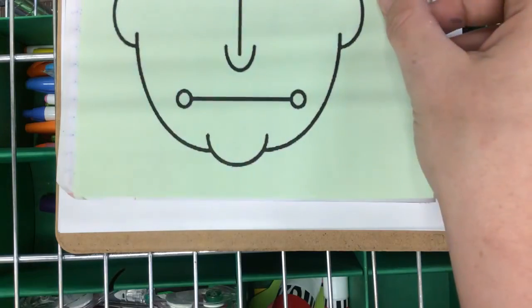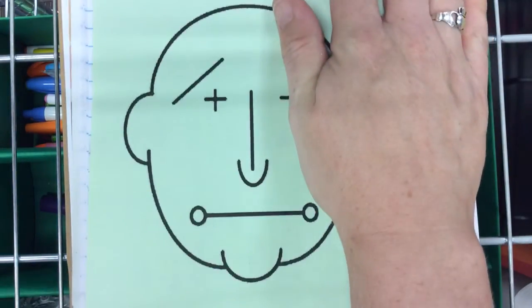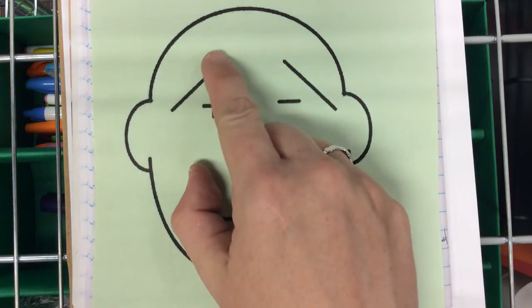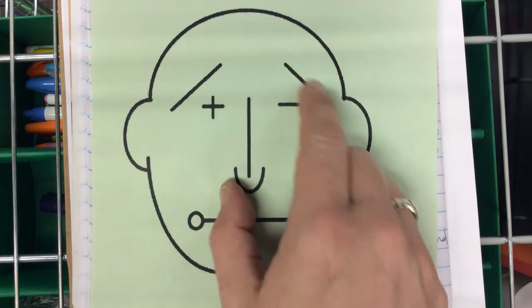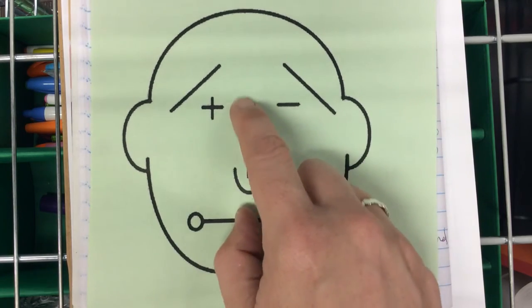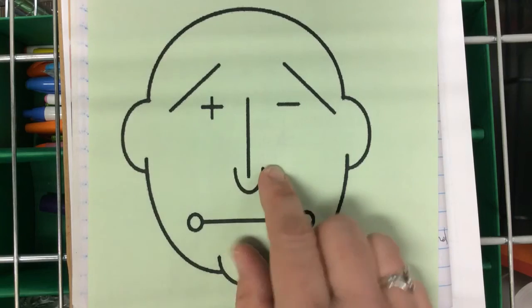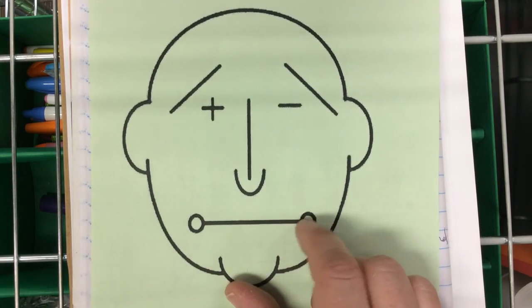This gets glued on the next page. Mr. Slope, look. This direction has a positive slope. This direction has a negative slope. His nose is vertical, so it's undefined, and his mouth is horizontal, it's 0.